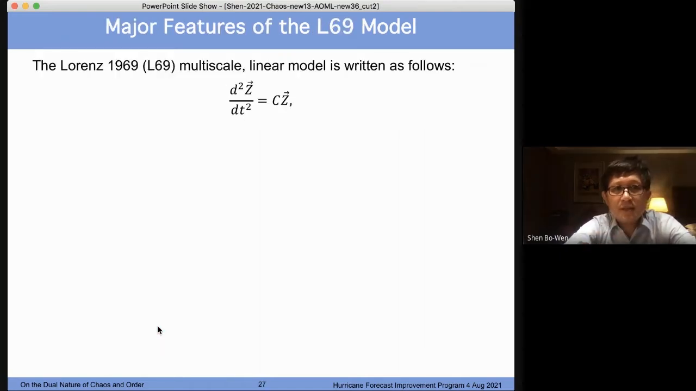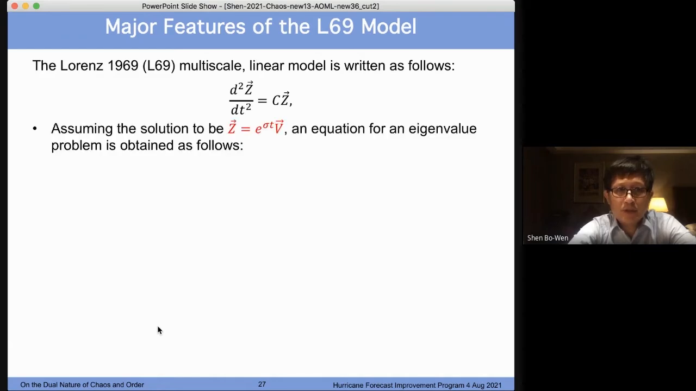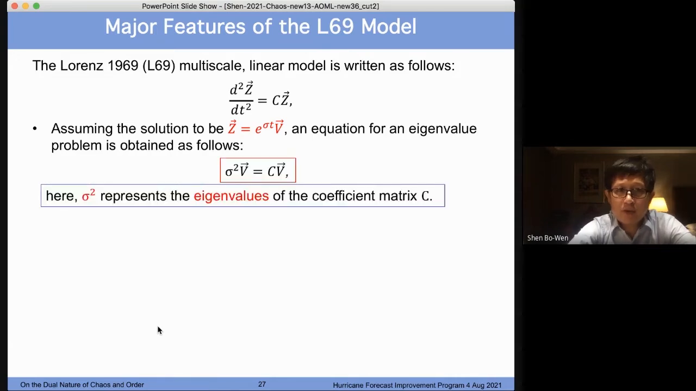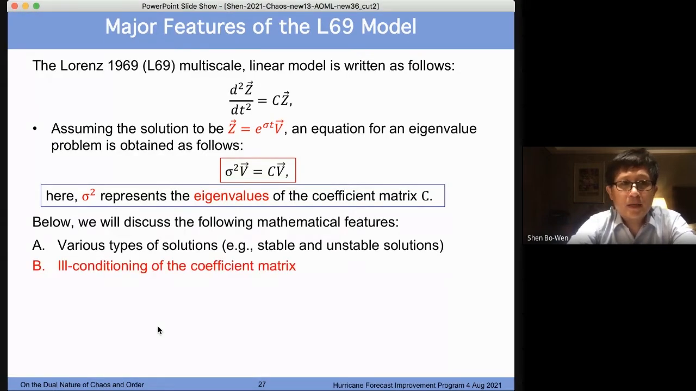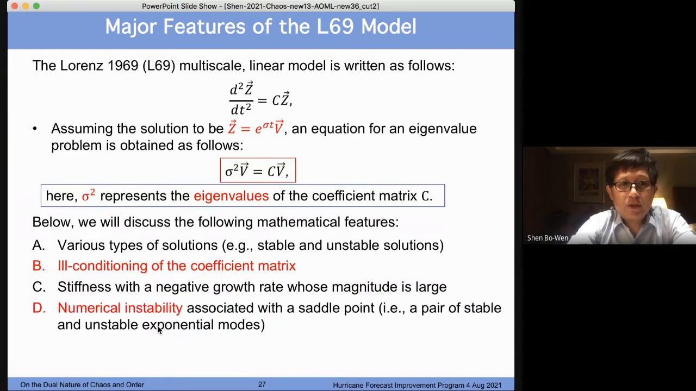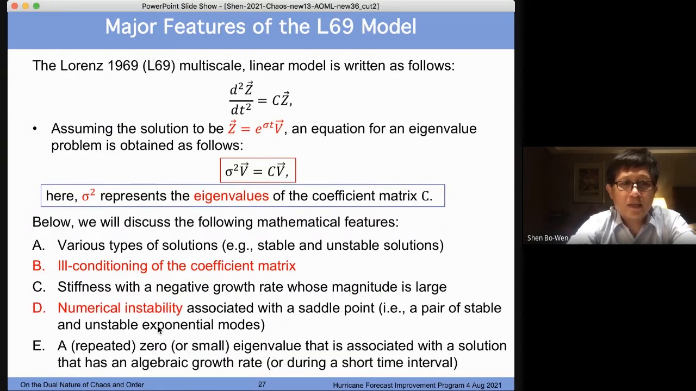To analyze a linear system, a typical way is to assume solutions in the following form. Then we can convert a system of ODEs to a system of algebraic equations representing an eigenvalue problem. Now, sigma squared represents eigenvalues of the matrix C. The reason we have sigma squared instead of sigma is because the original system is a second-order ODE. Based on the analysis of eigenvalues, we can show that the system produces various types of solutions with positive and negative eigenvalues. The system is ill-conditioned and easily captures numerical instabilities. Today, we are going to discuss the features in B and V.